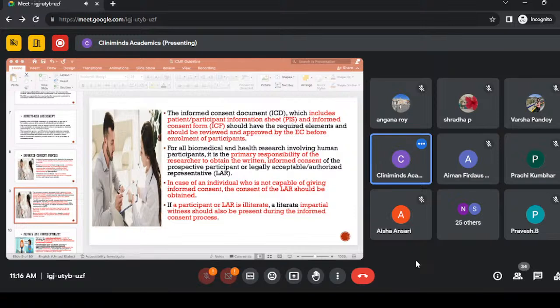in the trial. Then, if a participant or LAR is illiterate, okay, then a literate impartial witness should be present. Do you have any idea who the impartial witness is? Have we discussed? No? They should not be involved in the study, they should be independent, not involved in that study.